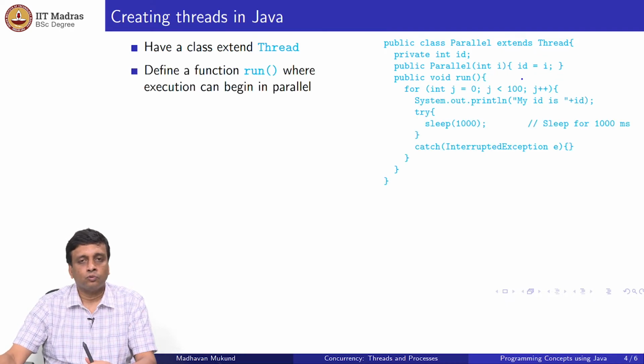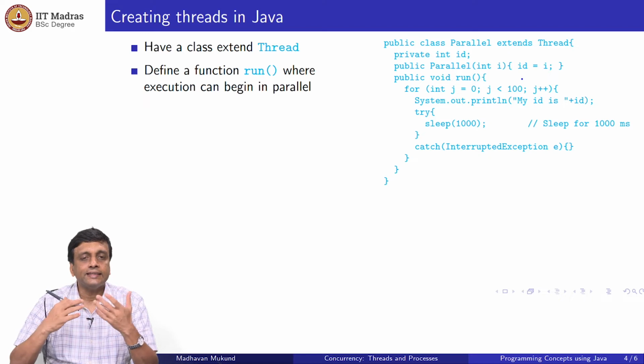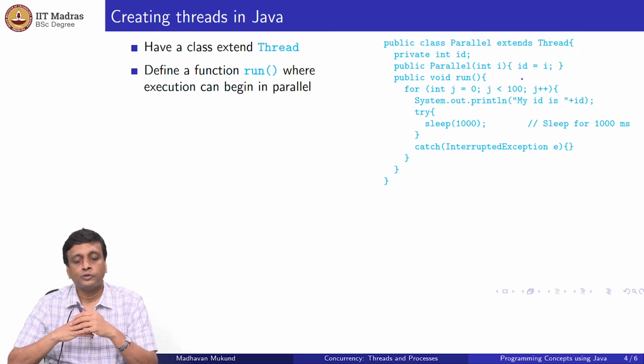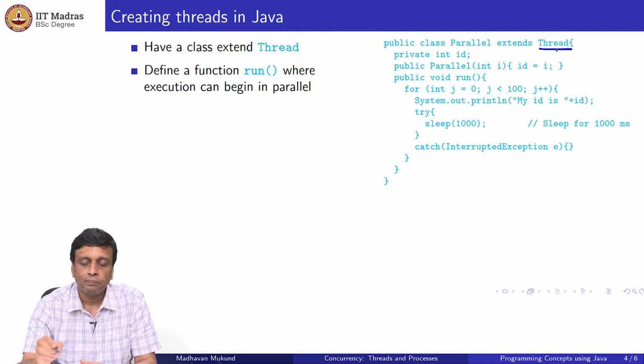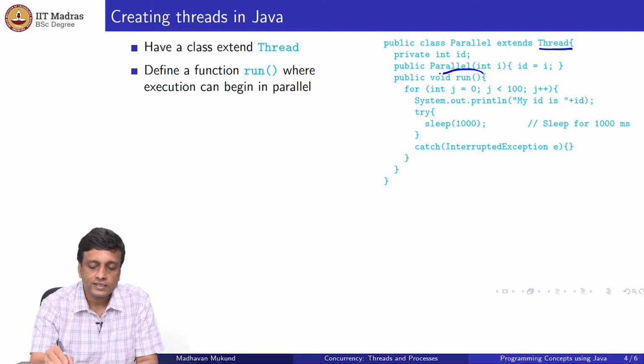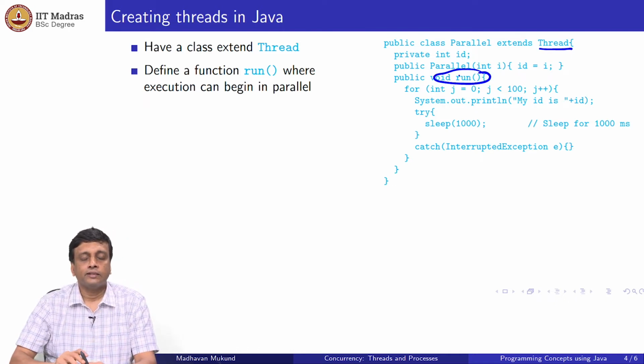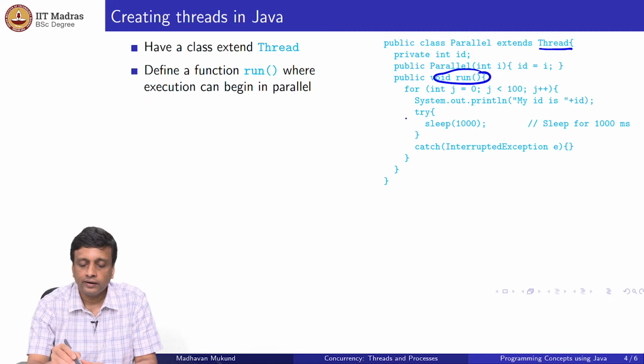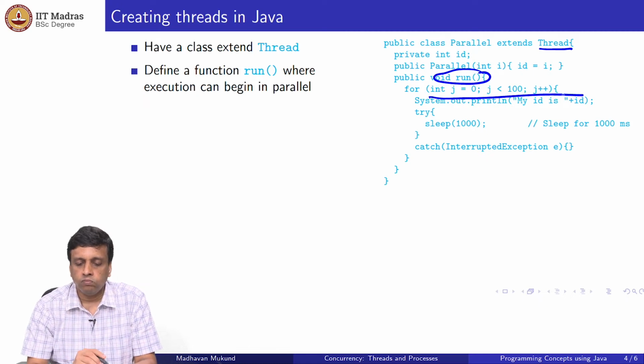Now what happens when you actually run this? Well, this is an interface sort of thing where Thread guarantees that you have a function called run, which will actually be executed in parallel. So in order to make this thread part work in parallel, there is a fixed signature, a function called run, which has a void return type, and this is what will execute in parallel when we invoke this thread, as we will see.